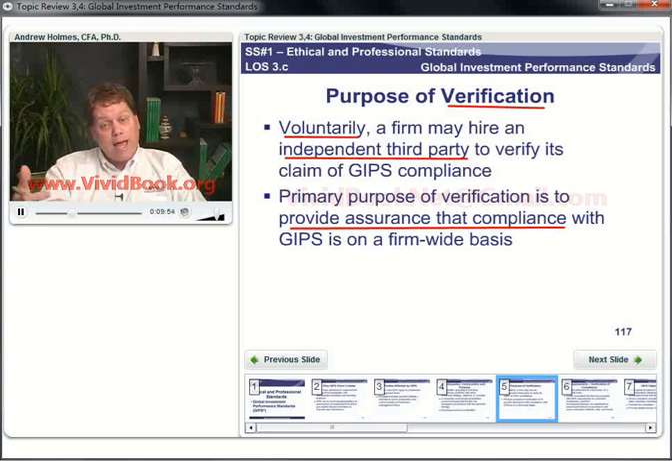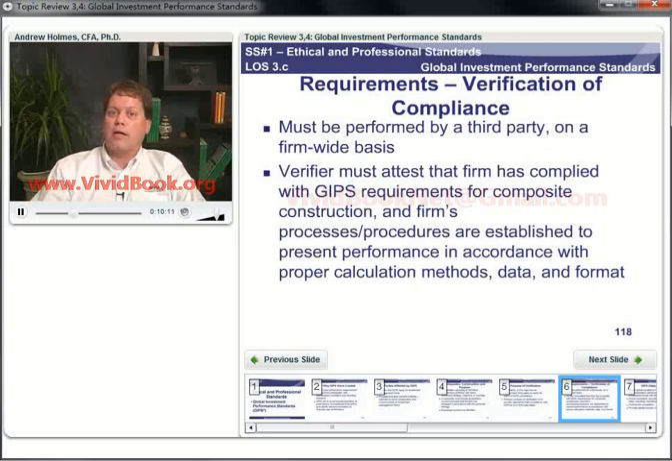Of course, when I am emperor, which we're all hoping for, all firms are going to have to be GIPS compliant, and we're going to have this verification. It's an external audit. It is bringing in a third party that is going to attest to the fact that we are in fact complying as we say we are in the compliance statement.